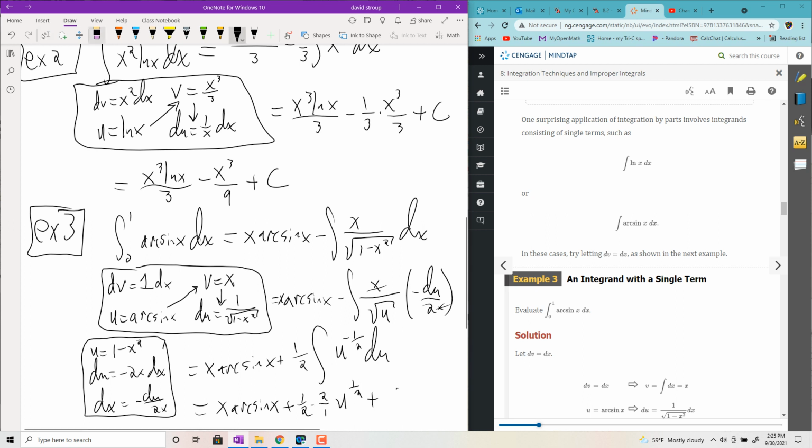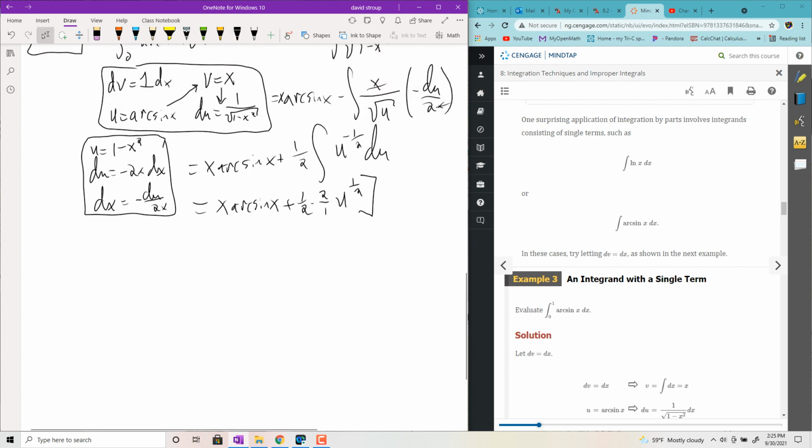I have to remind myself to evaluate. This is a definite integral, so I have to put the little bracket on to remind myself. This will be x arc sine x plus u to the 1/2. U is 1 minus x squared, then to the 1/2, and we evaluate from 0 to 1.